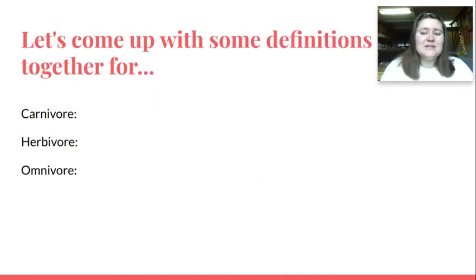Then I'm going to do an activity where we're going to come up with definitions together for the words carnivore, herbivore, and omnivore because they have to do a lot with ecosystems and food chains and food webs. And the answers that I'm looking for the students to hopefully share with me, we're just going to raise our hands for this activity, is that a carnivore is an animal that eats meat, an herbivore is an animal that eats plants, and an omnivore is an animal that eats plants and animals.